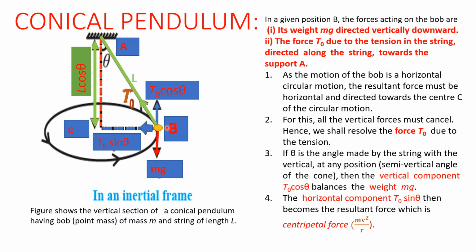So in this diagram we can say that mg balances the vertical component of T0, that is T0 cos theta, and the horizontal component T0 sin theta provides the centripetal force, which is the resultant force equal to mv squared upon r.